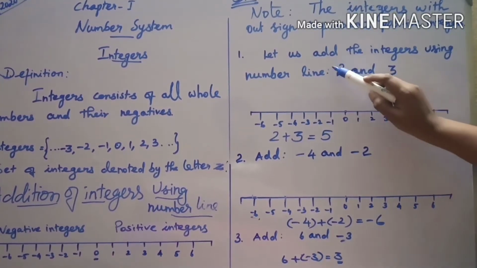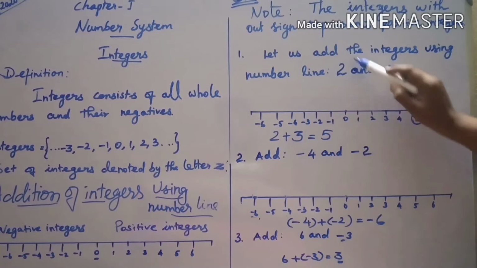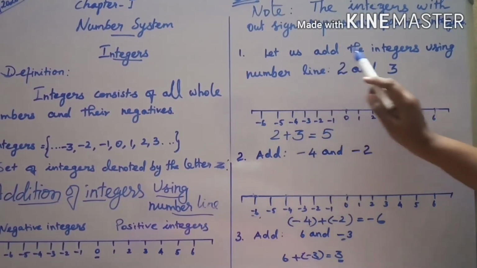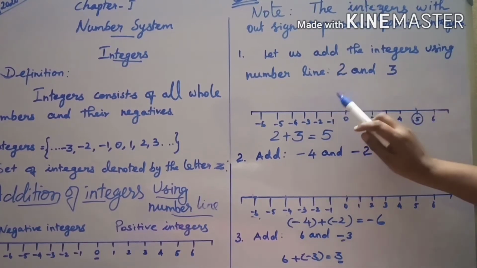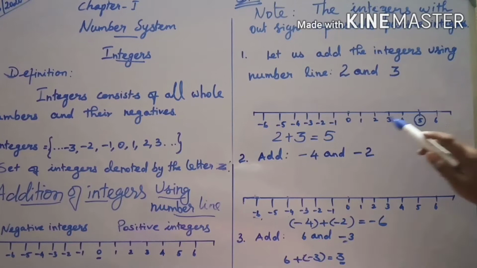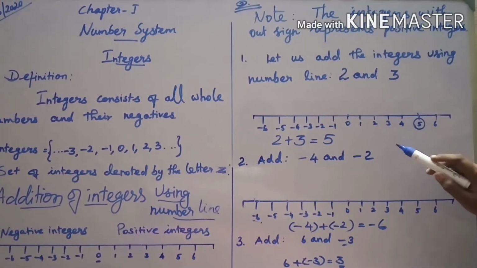Am I clear? Number 2 now, here there is no sign. This 2 is called a positive number. Right? Now, first sum. Let us add the integers using number line 2 and 3. Here, number line is here. Now, I am going to do the sum. Listen to me carefully.